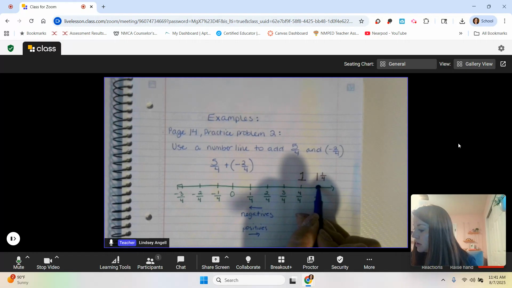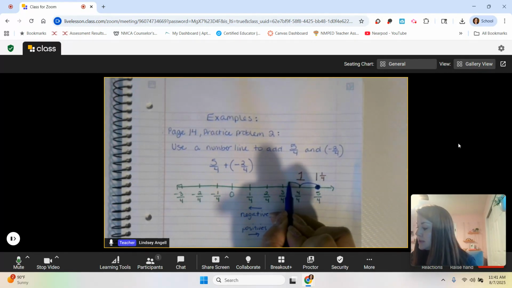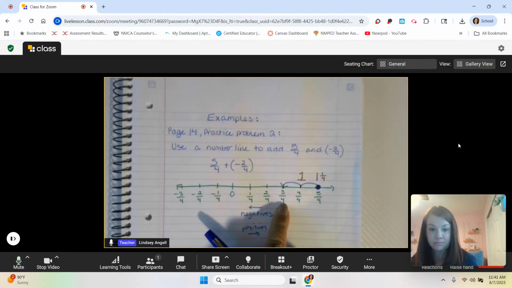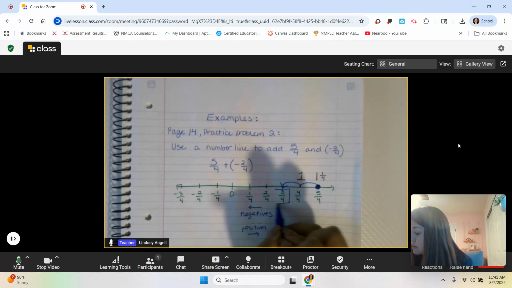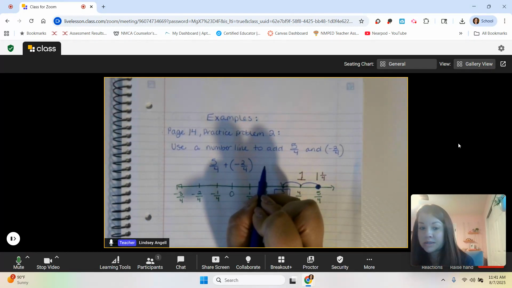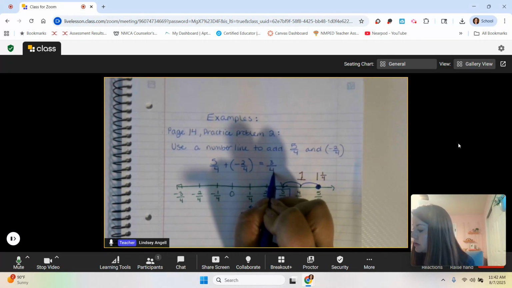So this is to the left 1/4. This is to the left 2/4. Well, where does that get me? That gets me to 3/4. Okay? And that's my final answer. So I'm gonna box that guy in. I could even write it up here. 5/4 plus -2/4 equals 3/4.